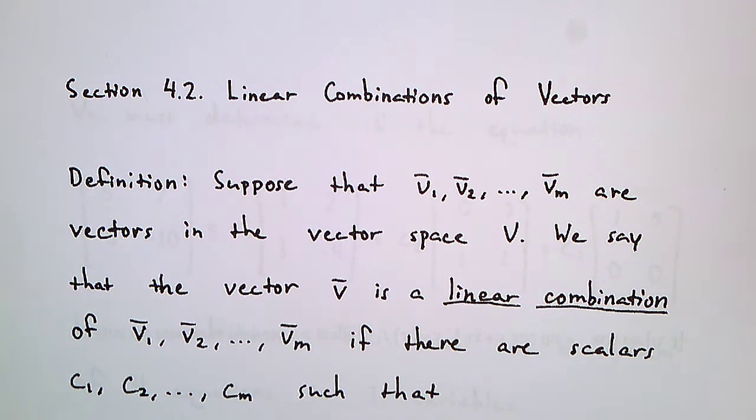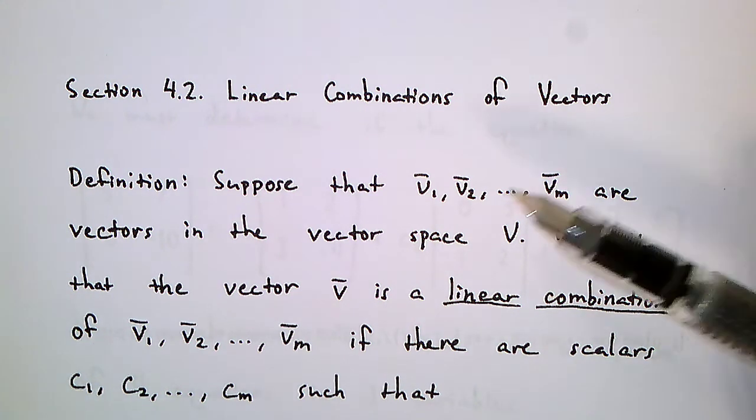In section 4.2, linear combinations of vectors, we're going to continue our discussion of some of the concepts that we learned earlier in the course with vectors from Rn in a more general setting. So first we'll start with the definition of a linear combination, and I should point out that this definition of a linear combination is exactly the same definition that we used earlier in the semester, but now instead of just looking at vectors from Rn, we're going to be looking at other kinds of vectors too.